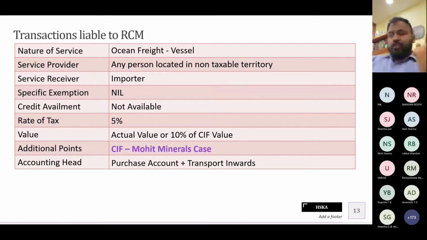Goods you can remove, because on import of goods you have to pay customs duty. On import of services you are required to pay tax under reverse charge mechanism. Okay. Last service, I am not leaving you. After last service we have some more discussion also, and then I will take up your questions.